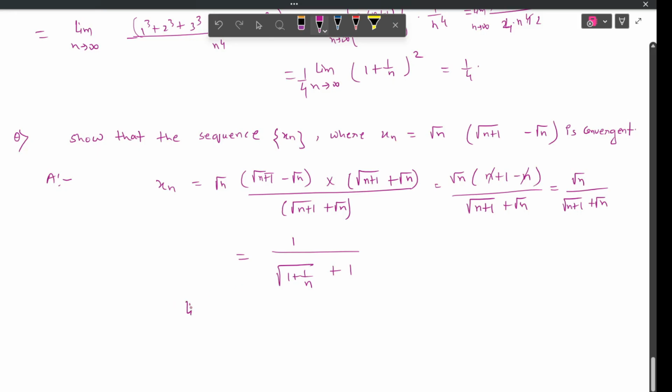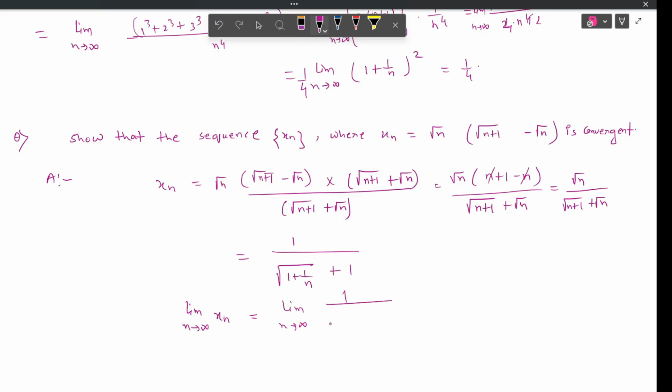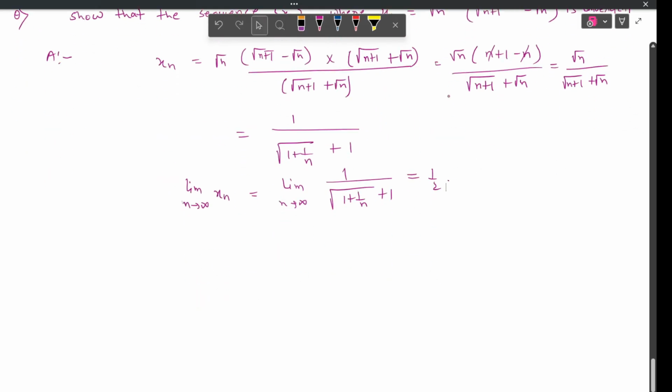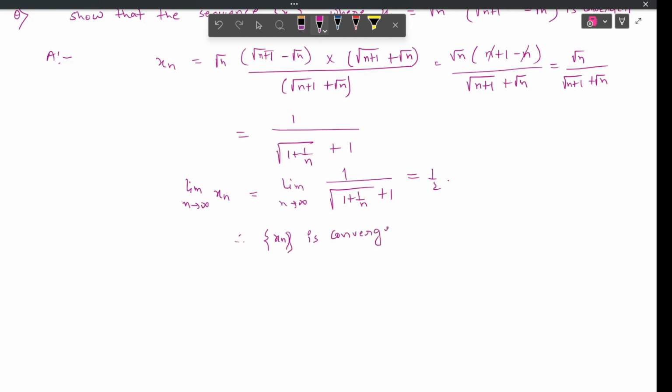Now we have to take the limiting value. This limit n tends to infinity x of n, that is limit n tends to infinity of this value, square root of 1 plus 1 by n plus 1. If you take infinity, 1 by infinity is 0, 1 by 1 plus 1 is 2. So half. That means we got a real number. Finite value, right? We got a finite value. So we can say that this sequence xn is convergent. Okay, that's how we have to prove this type of problem.